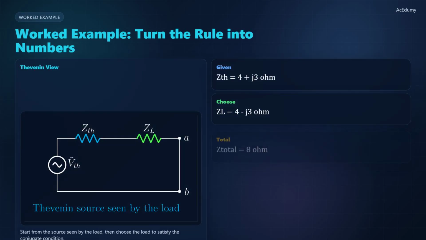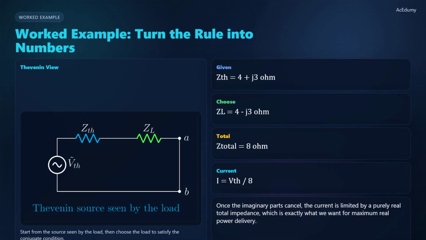Now, apply that rule to a Thevenin source. If V Thevenin is fixed and Z Thevenin is 4 plus j3, then choosing Z load as 4 minus j3 makes the total impedance purely real. The current becomes easier to interpret, and the load receives the greatest possible real power from that source.